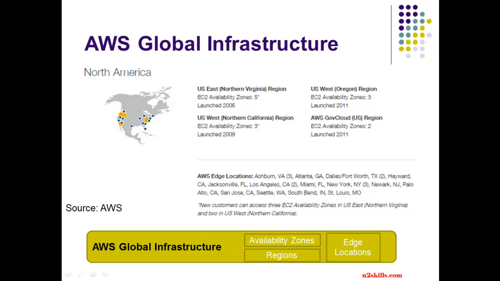In US, we have 4 regions. US East, which is located in Northern Virginia, it has 5 availability zones. US West, located in Northern California with 3 availability zones. And also in US West, we have Oregon region, which has 3 availability zones. Besides that, we also have a region for the government called GovCloud. It has 2 availability zones. GovCloud is not available for public use, and AWS edge locations are spread all over US.